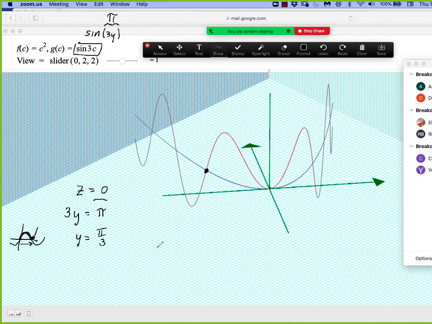Okay, somebody else take over from there. What's our goal? Our goal is to get x. We can use our first function, the f function, because we know that f of c equals y. So we have c squared equals pi over 3, which is technically x squared equals pi over 3. Okay, good.